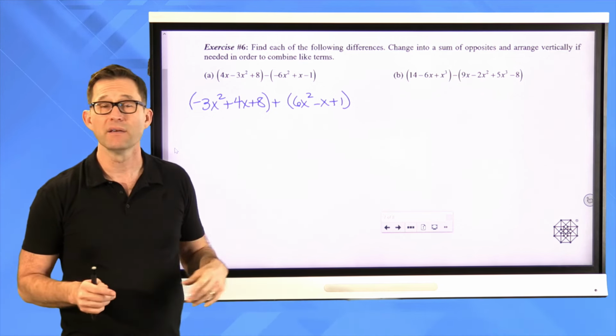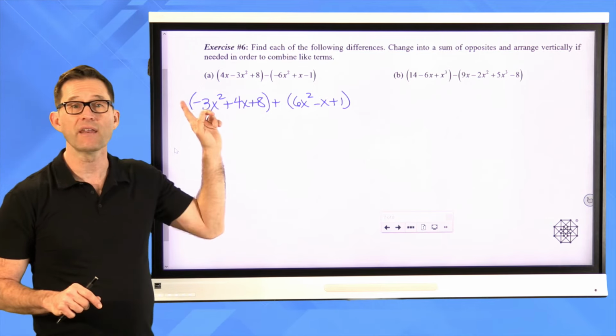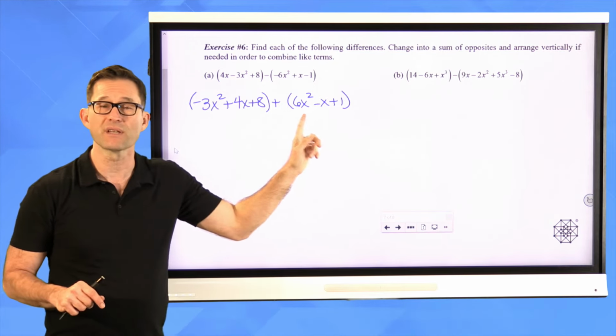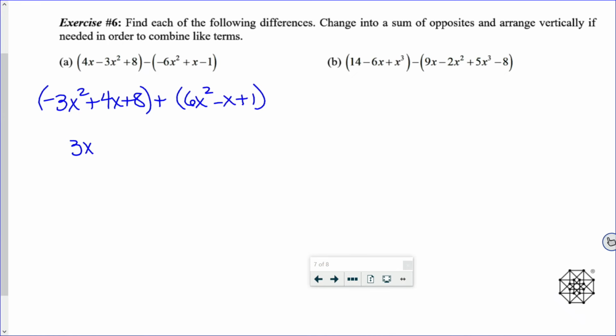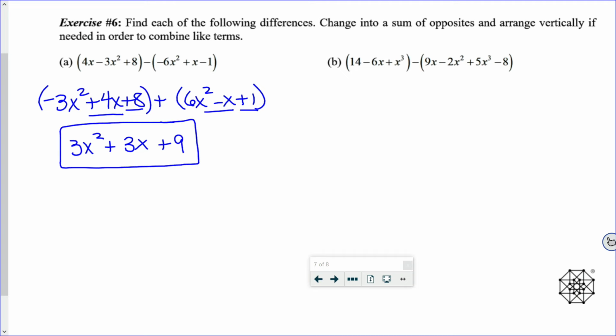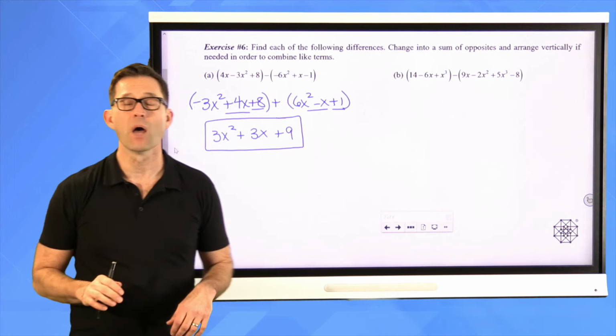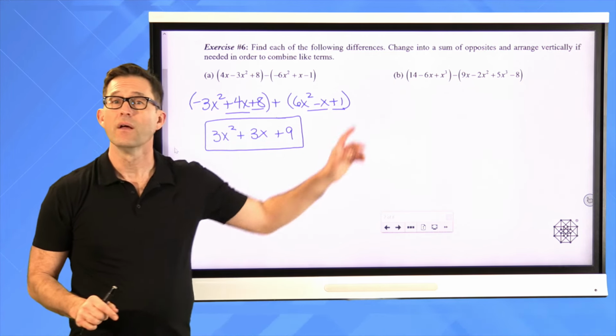Now we're back to it being pretty easy, right? I've got negative 3x squared plus positive 6x squared. Negative 3 plus positive 6 is positive 3. I've got positive 4x and negative 1x, which would be positive 3x. I've got positive 8 and positive 1 gives me positive 9, right? Pretty easy. Take a look at letter B.